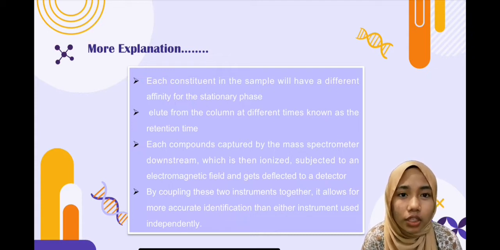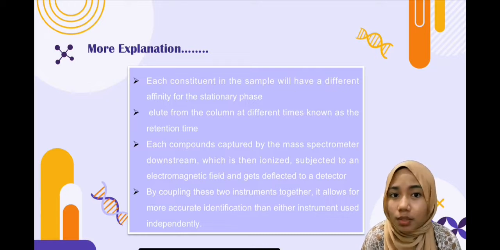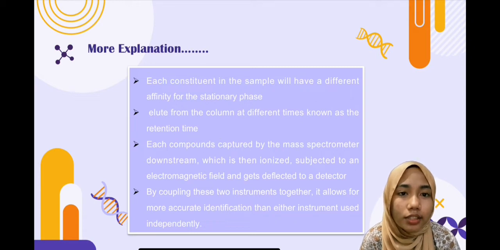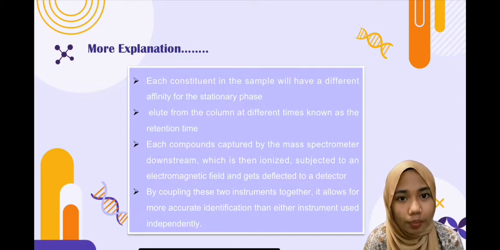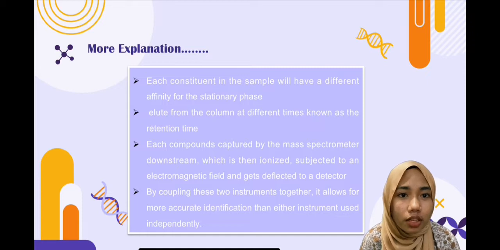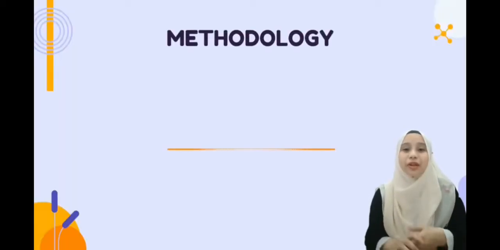Each component of the molecules that gets eluted at a different time from the column is captured by the mass spectrometer downstream, which is then ionized, subjected to an electromagnetic field and gets deflected to a detector. The intensity of each charged fragment and non-fragmented component is calculated as a function of the mass to charge ratio. By coupling these two instruments together, it allows for more identification than either instrument independently.